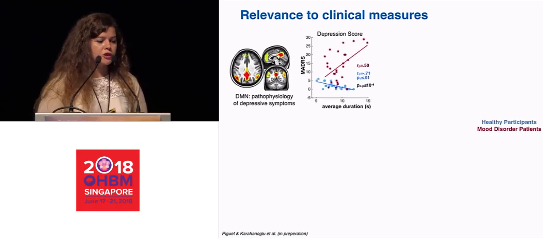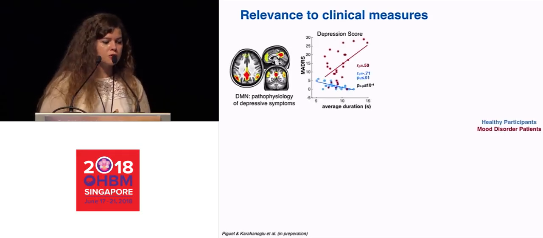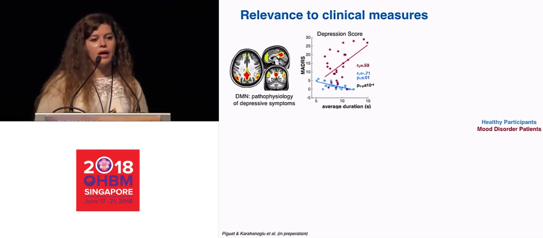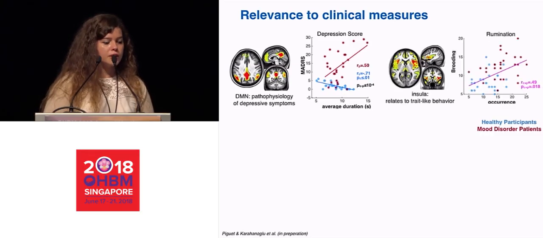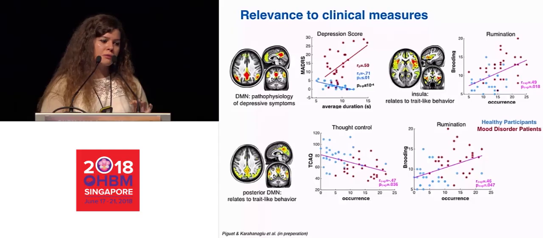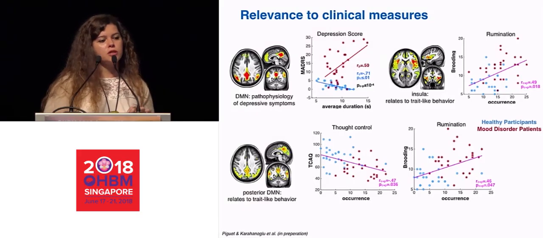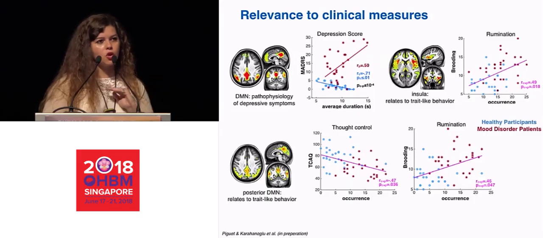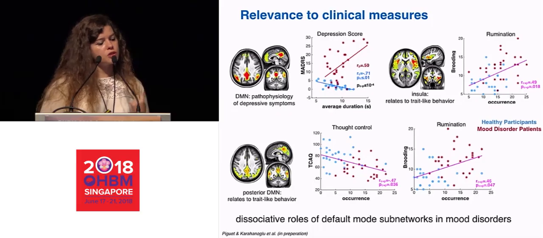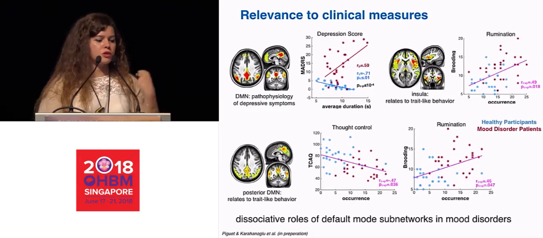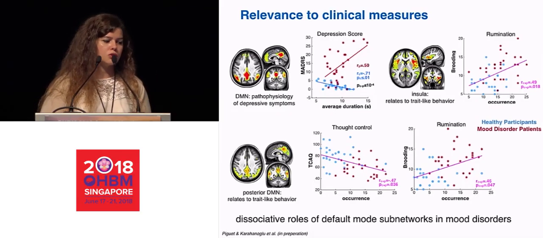Final slide, on the relevance to the clinical measures of these durations. If you look at the full default network, it relates to the pathophysiology of the disease, and the patients' average duration of this full default network correlates with the depression score. If you look at the insula and the posterior default mode network, they mostly correlate with the trait-like behaviors, in the continuous spectrum. That basically says there are dissociative roles of these default mode subnetworks, posterior versus the full default mode network, in mood disorders.